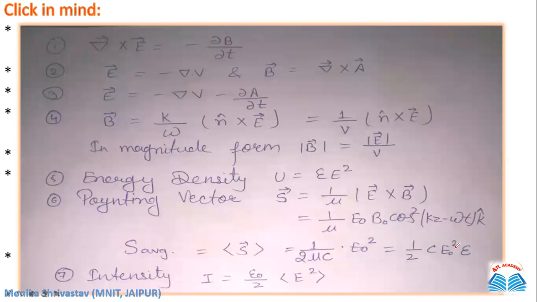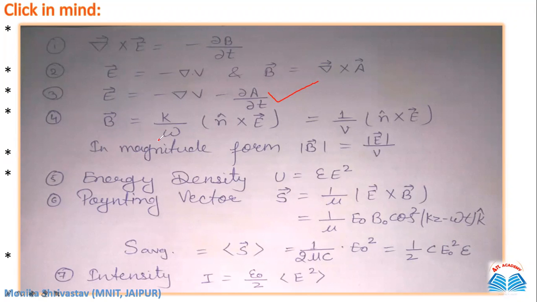Now this is the conclusion of all those equations we will use while solving our questions. First one is del cross E equals minus del B over del T. Obviously you know the formula; this is a Maxwell equation. Second one is E equals minus del V, obviously you know this from our first lecture, and B equals del cross A. Many questions are coming on this equation. Third one is E equals minus del V minus del A over del T. Important relation. Many questions are coming using this equation.